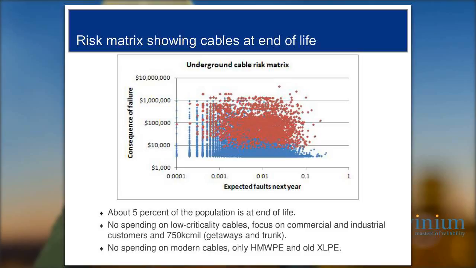So there was a real strong focus on commercial and industrial customers and on the larger cables that were part of the getaways from the substations or the trunk. In other words, places where the consequences of failure would be very high. That's where the program was most active. And there was virtually no spending on modern cable, only on the older HMWPE and XLPE cables, where injection is really expected to do the most good, or replacement is really expected to provide the most benefit.